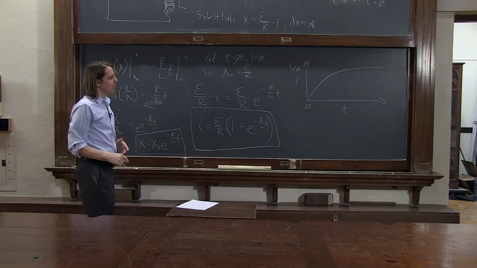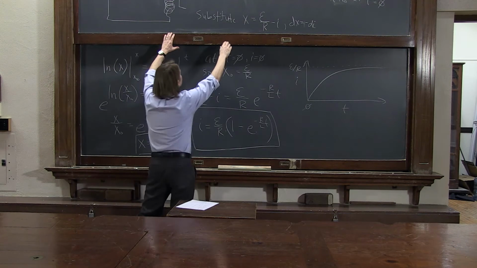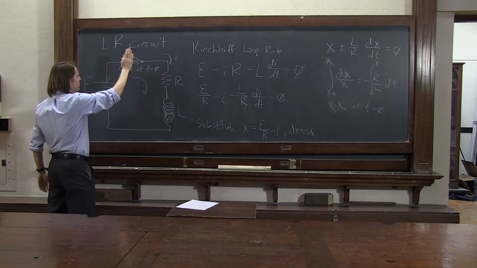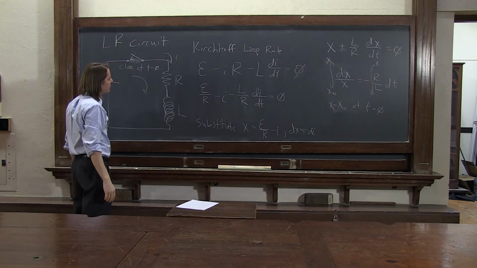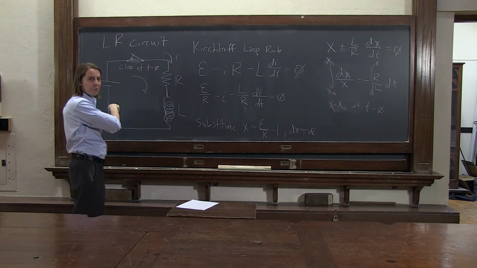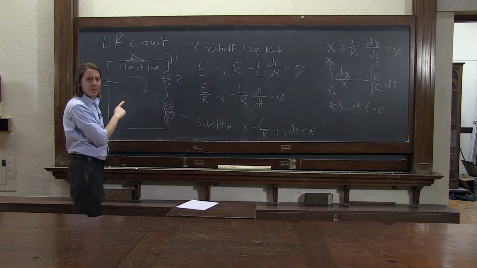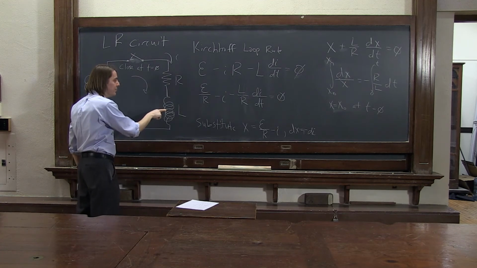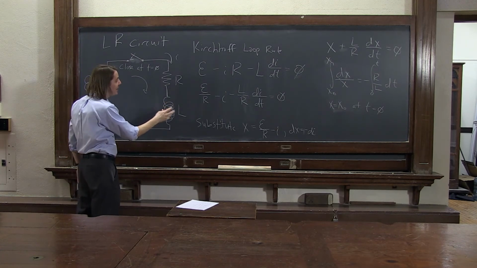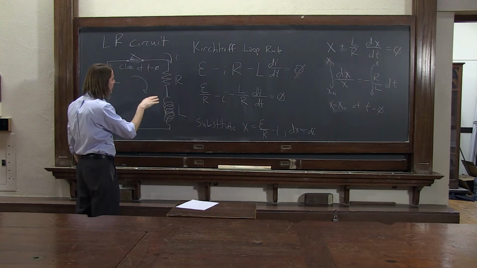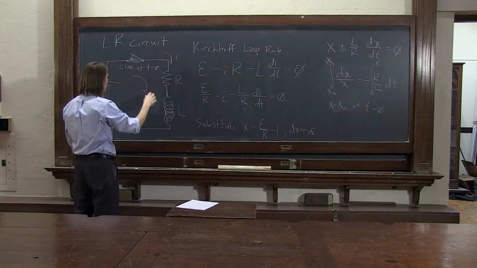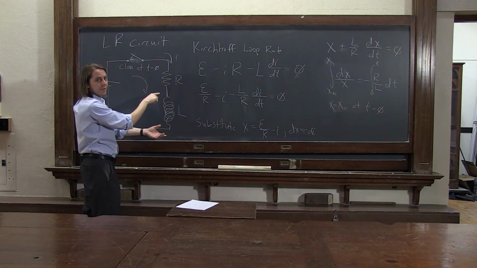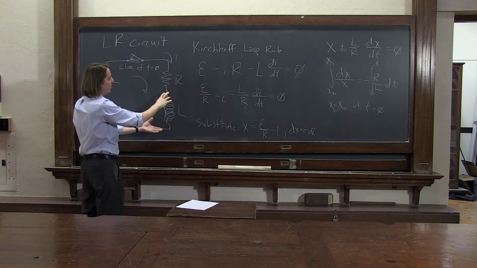So that's the behavior. Now, let's see if it makes sense. Let's go back to the circuit and see if that's what we think would happen. When you close the switch, the current is 0, but it starts to grow very fast. The di dt is very big right when you close the circuit. Since the di dt is big, the dB dt is big, you have a big changing magnetic field, so the back EMF is really big. When you first close the switch, all your EMF drop is across the inductor, and none of it is across the resistor, because the current's 0. There's no drop here. All the drop is here.